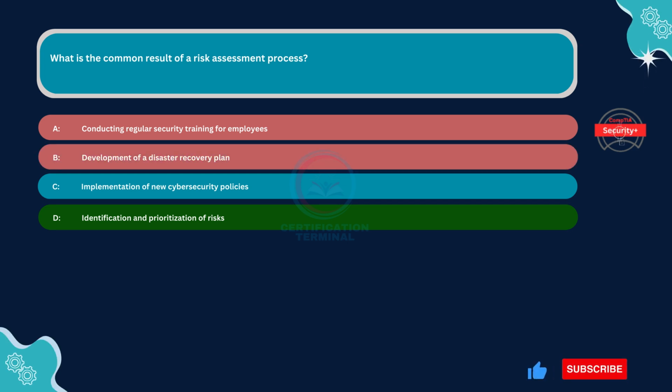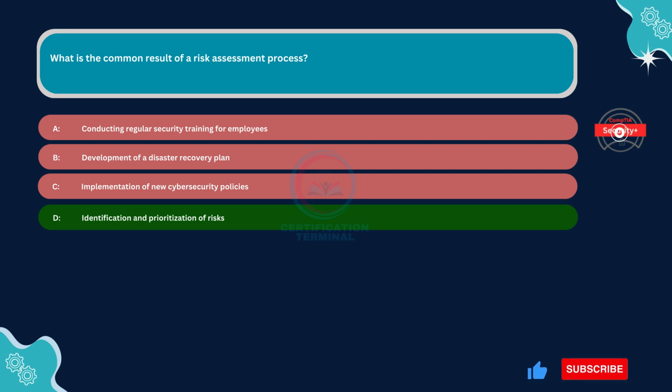Option B, development of a disaster recovery plan, is incorrect. Developing a disaster recovery plan is crucial for ensuring business continuity in the event of a major disruption or disaster. However, like security training, it is not the common result of a risk assessment process. A risk assessment primarily focuses on identifying and evaluating potential risks to an organization's assets, operations, and objectives. While the results of a risk assessment may inform the development or refinement of a disaster recovery plan, it is not the direct outcome of the assessment.